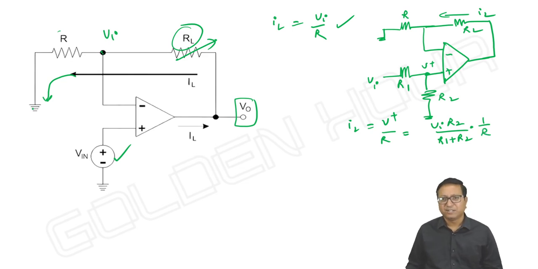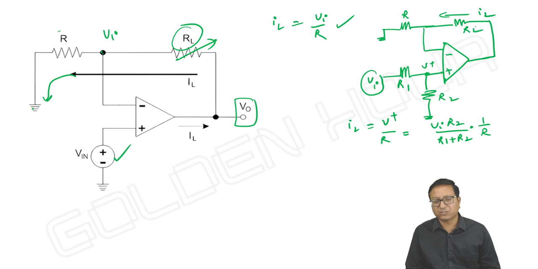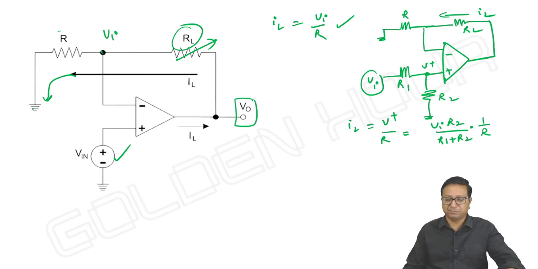So nothing special about it. Anyway, once V input changes, automatically the current through the load resistor will change. This is also a floating load only. The load is in no way connected to the ground, either physically or virtually. It is not connected to the ground.